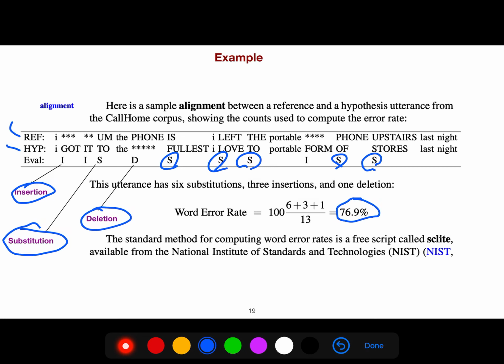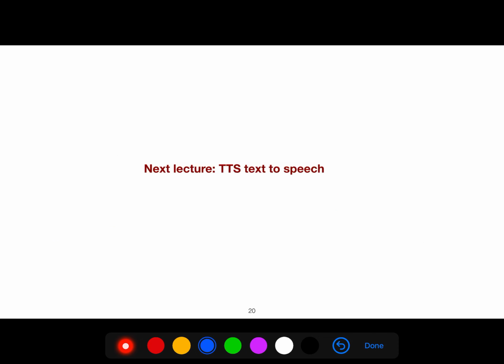We have inserted this portable form. In the next lecture I will talk about text to speech, which is the opposite of speech recognition.